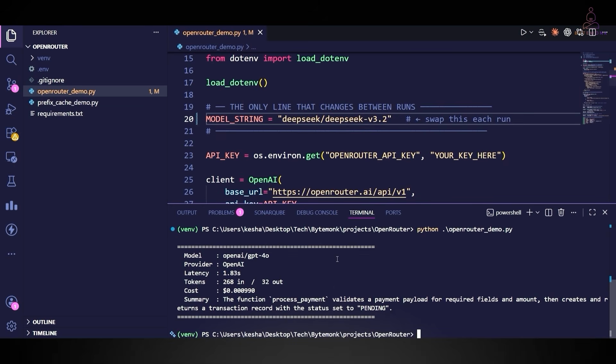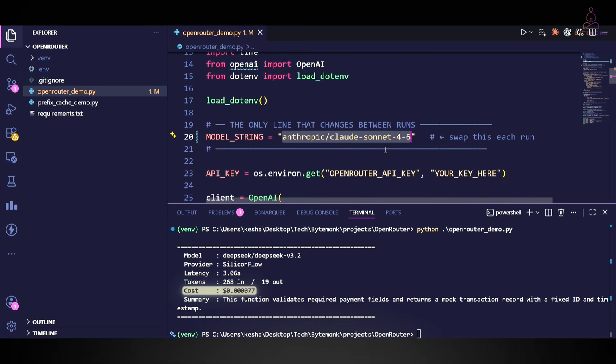Run 3, DeepSeek v3.2. Now look at the cost. It's a fraction of what Claude charged. Frontier quality output and significantly cheaper. Now one thing worth knowing here. OpenRouter passes provider pricing straight through. There is no per token markup added on top.